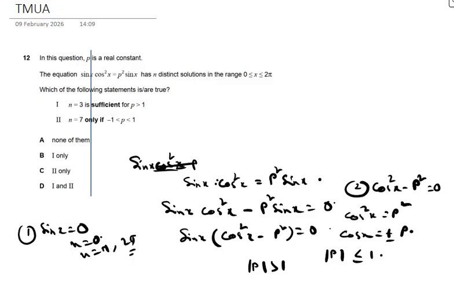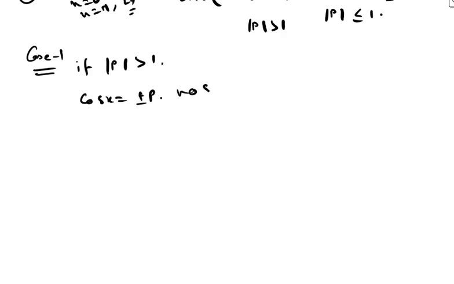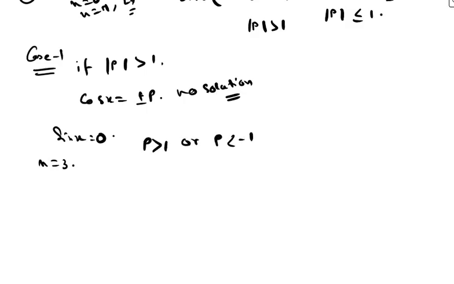Now the case analysis. Let's analyze the different values of p. For case 1, if mod of p is greater than 1, then cos x equal to plus minus p has no solution. Okay, so the only solutions come from sin x equal to 0. That gives us exactly 3 solutions. So in this case, n is equal to 3. This happens whenever p is greater than 1 or p is less than minus 1.